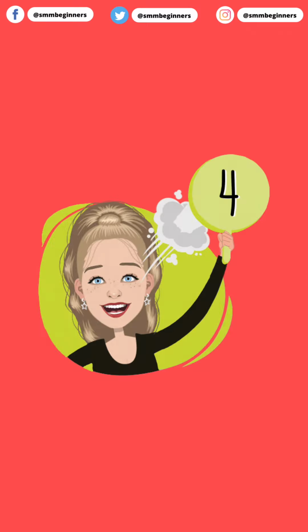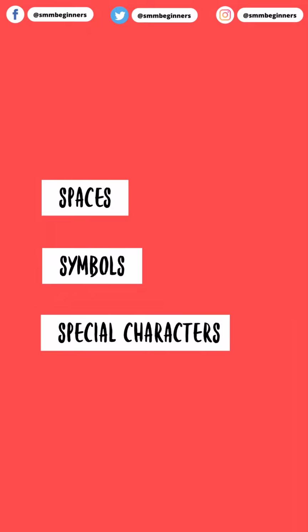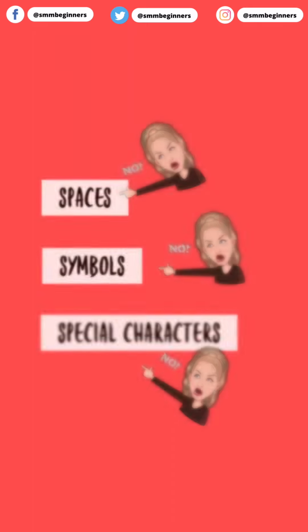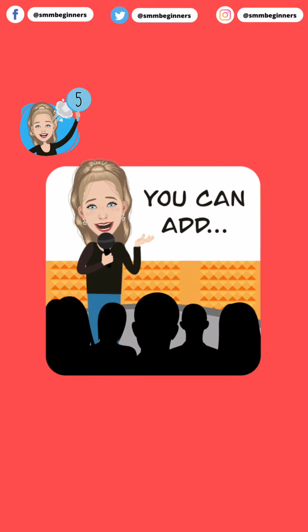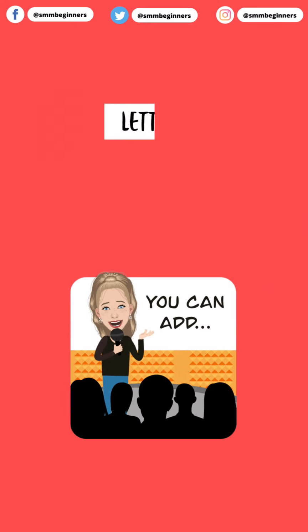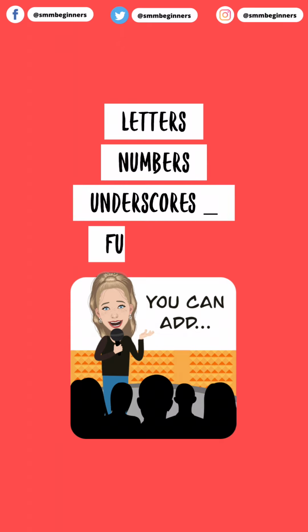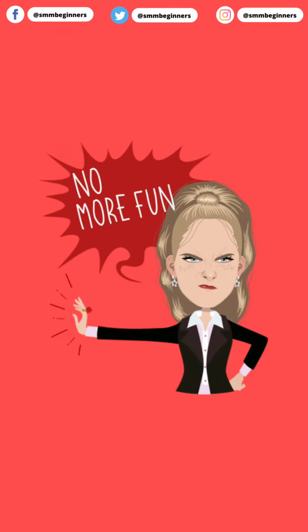Number 4. You cannot add emojis to your Instagram username. That's not the only thing you can't add either. Symbols, spaces, and other special characters are also not allowed. Number 5. You can add letters, obviously. You can also add numbers, underscores and full stops, also known as periods in the US, to your Instagram username. That's it though. That's as much fun as you're allowed to have with it.